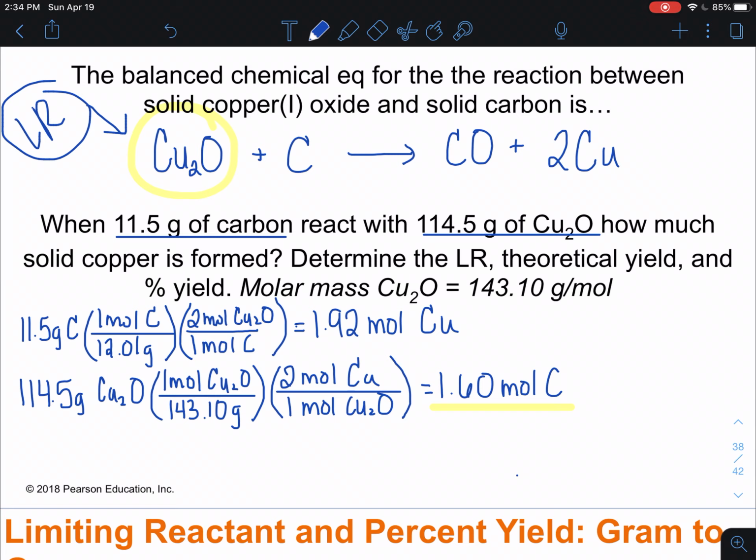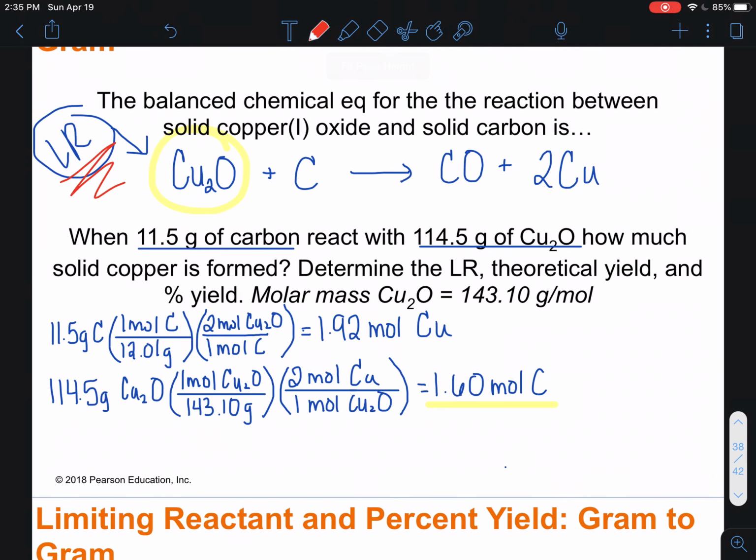Okay. A lot of students have problems with this. I'll see on certain exams that they'll put, oh, this is the limiting reactant. No, just because this is the least amount of product doesn't mean that this is not a reactant, right? If this is the least amount of product, then this is the limiting reactant. So copper oxide is the limiting reactant, okay?